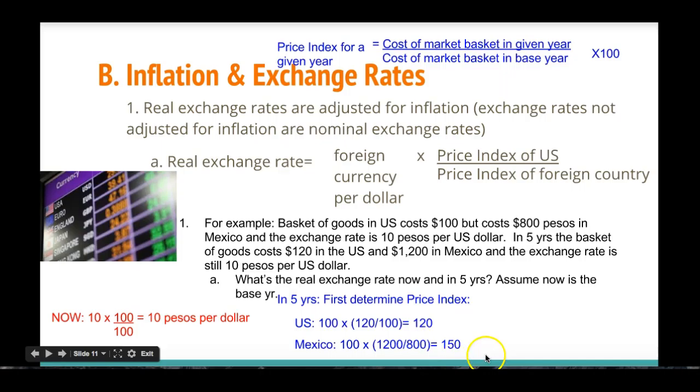Now that we have our price indexes, we can plug them into this real exchange rate equation. In 5 years, the foreign currency per dollar is still 10 pesos per US dollar, so this is still going to maintain 10. Then we multiply that by the price index of the US, which is 120, divided by the price index of the foreign country, Mexico, which is 150. So our real exchange rate is 10 times 120 over 150, which equals 8 pesos per US dollar.